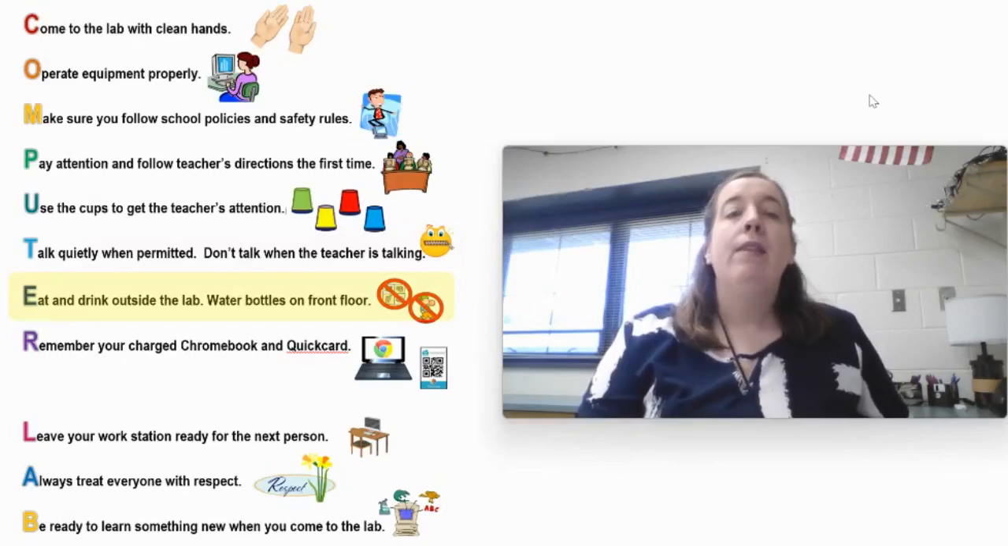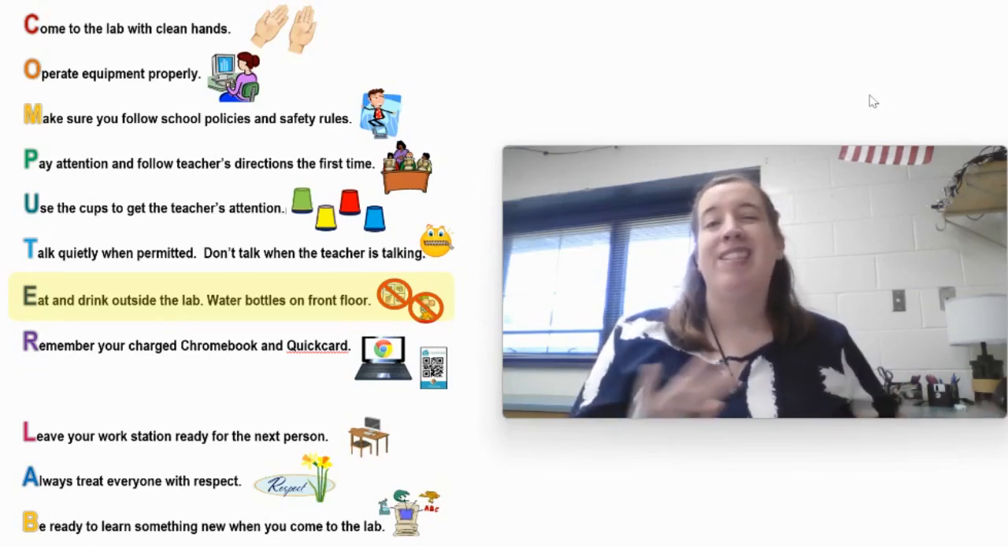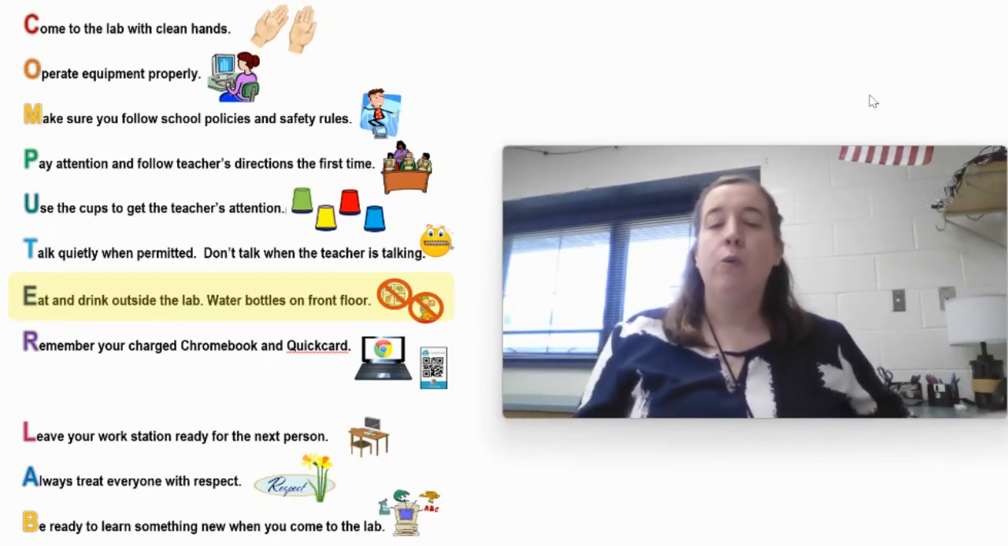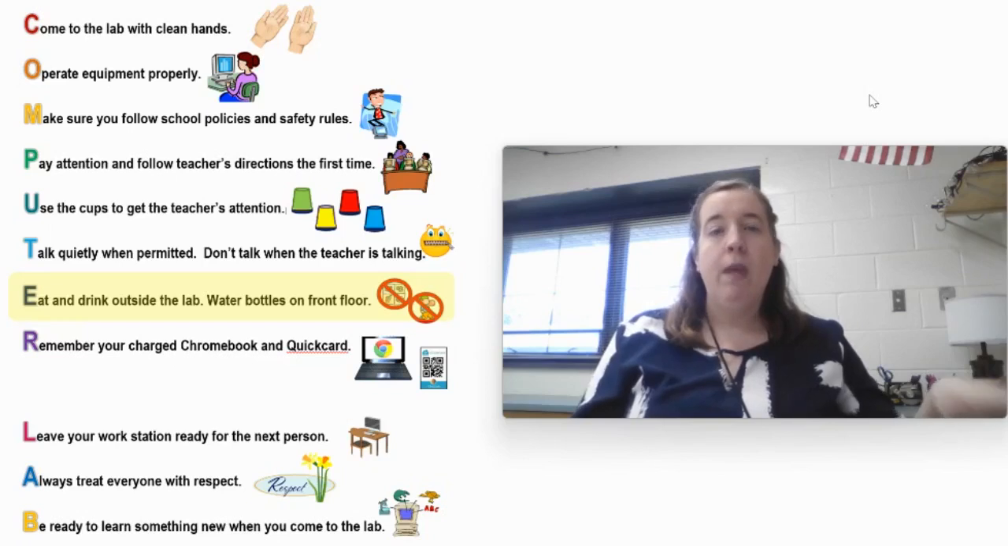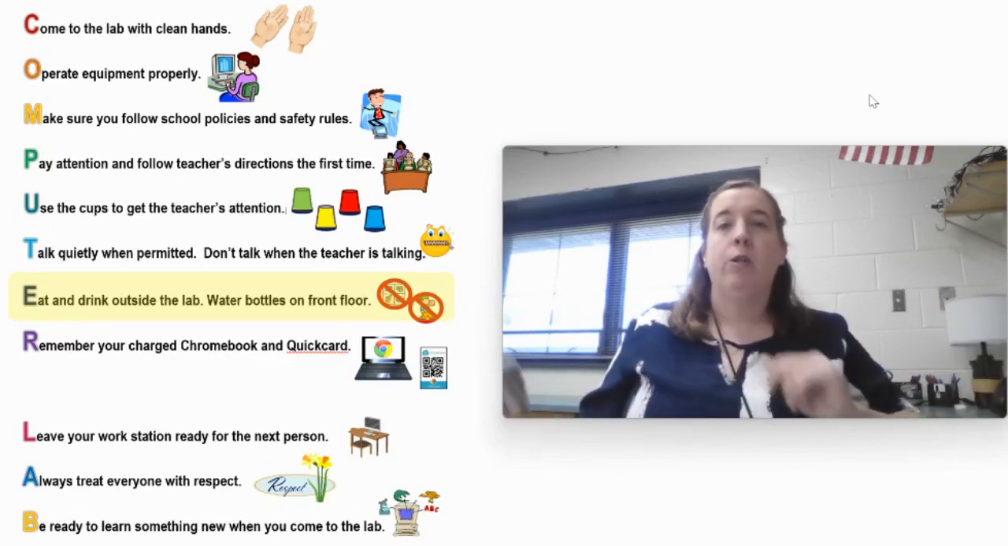The next rule is to eat and drink outside the lab, and water bottles on the front on the floor. We cannot have food or liquid near the computers where they can damage the electronics. If there is a medical reason that you need to have a water bottle in the computer lab, that's fine. We'll just make sure you have access to it while still keeping it away from the Chromebooks. So we'll keep it on the floor at the front of the room, and you can help yourself to drinks as much as you need, and then you'll go back to your seat to work on your Chromebook.